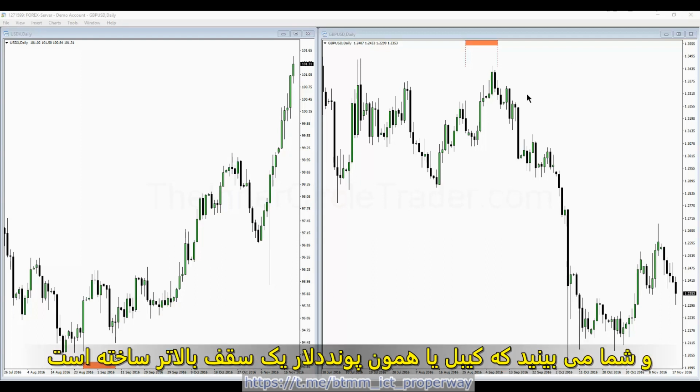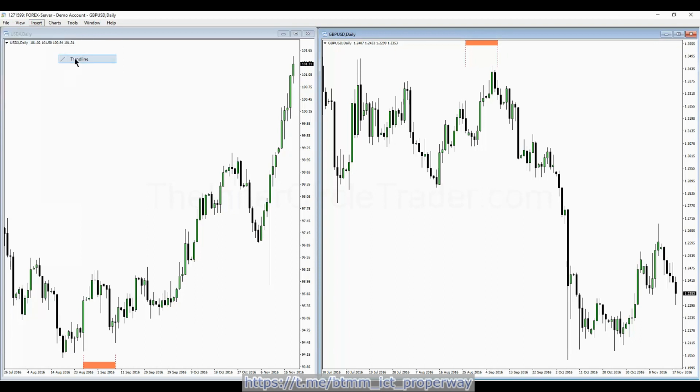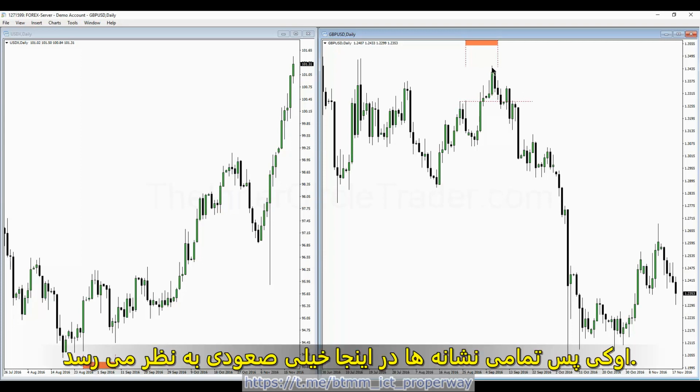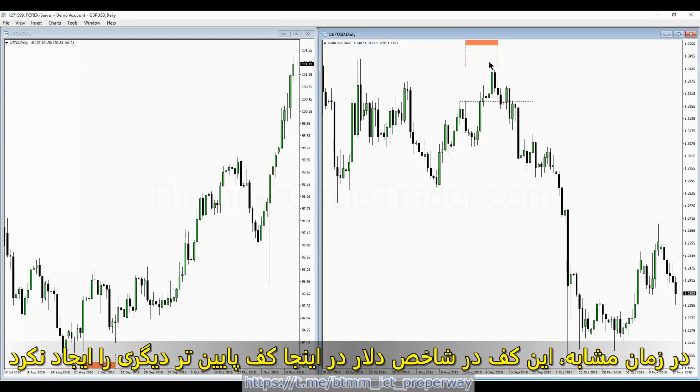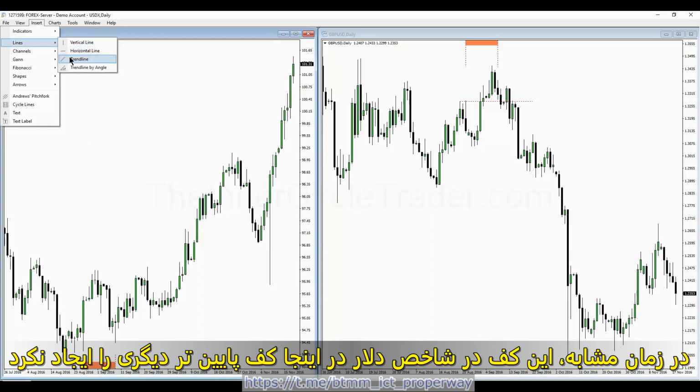And you can see that the cable made a higher high. Okay, so all indications here looked very bullish. Price was running through an old high here. At the same time, this low on the dollar index here did not see another lower low.